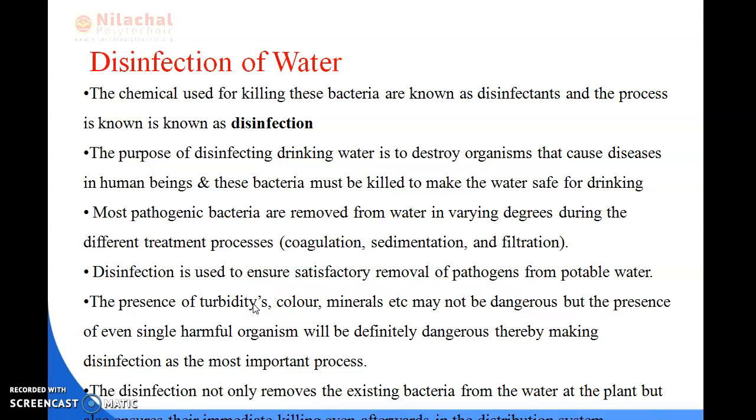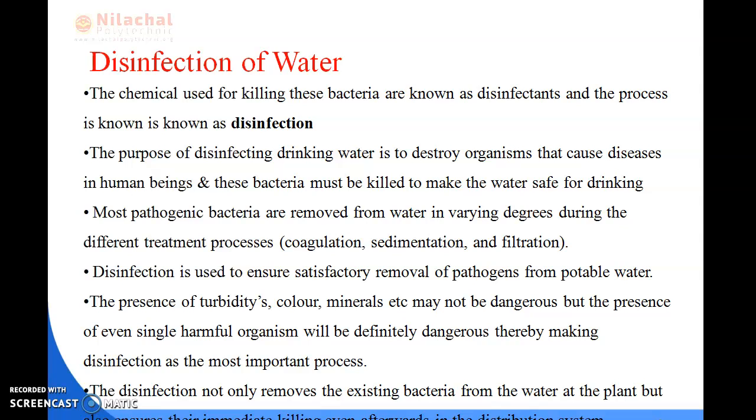Good morning everyone. So today we will be discussing disinfection of the water. In the previous slide we discussed the types of filters, their working principle, construction and cleaning efficiency. Also we discussed the comparison of the slow sand filter and the rapid sand filter. So now we will be discussing disinfection of the water.